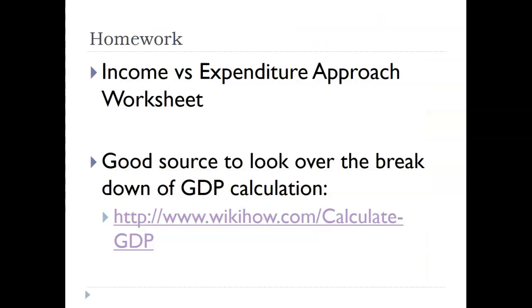So if you want a good look, go to wikihow.com, calculate GDP for the income approach. And again, today the focus was, how do you do the income approach? And hopefully that helps balance out the expenditure approach. We do focus significantly more on the expenditure approach, C plus I plus G plus net exports. That is going to be the main one. We do want to know about the income approach just to make sure we can do checks and balances on our numbers.